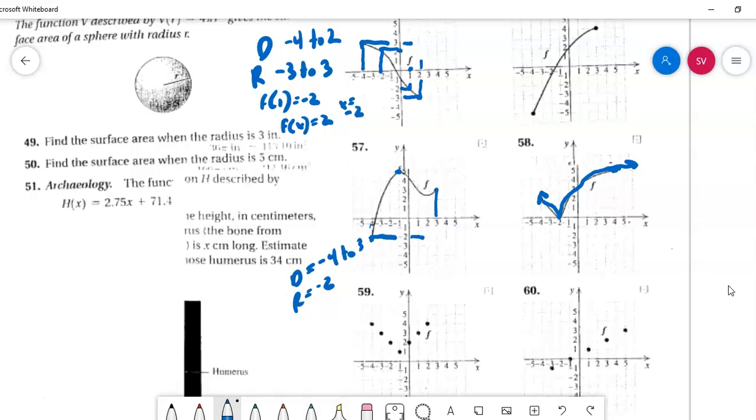So here we go to the very peak. What is the very peak? Right here. What's the corresponding y value? 5.